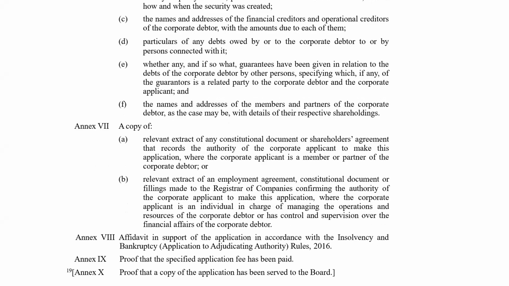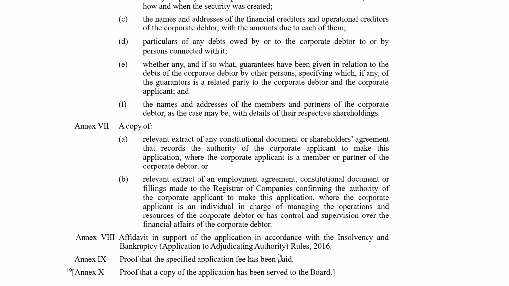Then a copy of the relevant extract of any constitutional document or shareholders agreement that records the authority of the corporate applicant to make this application, where the corporate applicant is a member or partner of the corporate debtor. Then a relevant extract of an employment agreement, constitutional document or filing made to the registrar of companies confirming the authority of the corporate applicant to make this application, where the corporate applicant is an individual in charge of managing the operations and resources or has control and supervision.